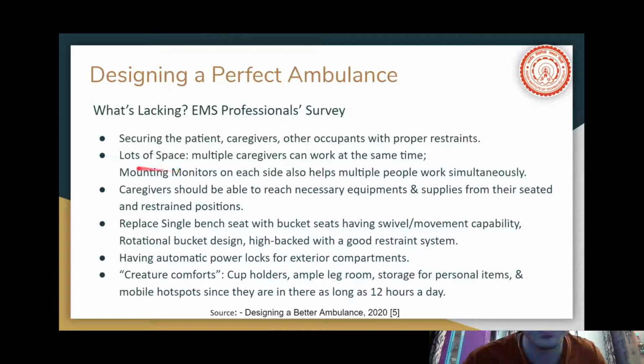So this is something that we'll talk about later, mounting monitors on each side. Third point is caregivers should be able to reach necessary equipment and supplies from the seated and restrained positions. Fair enough. Replace single bench seat with bucket seats.